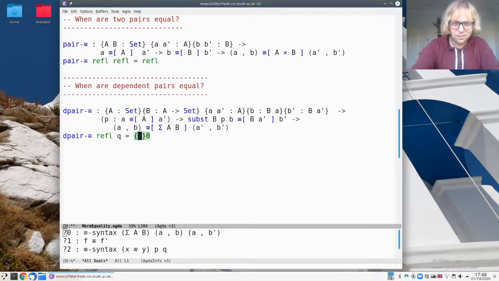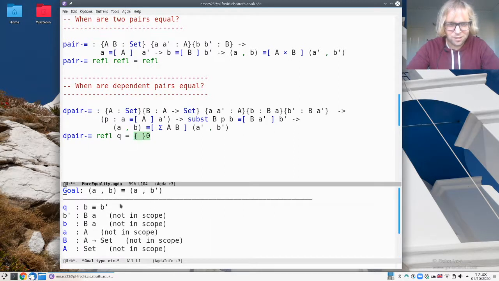Okay, and now something amazing happened. So first of all, the A primed turned into an A, just like before. That's very good, but not so amazing. What's really amazing is that the type of Q is now much simpler than we would expect, right?